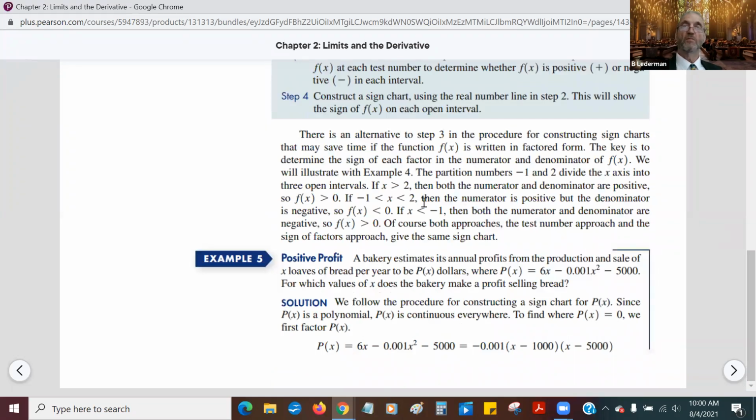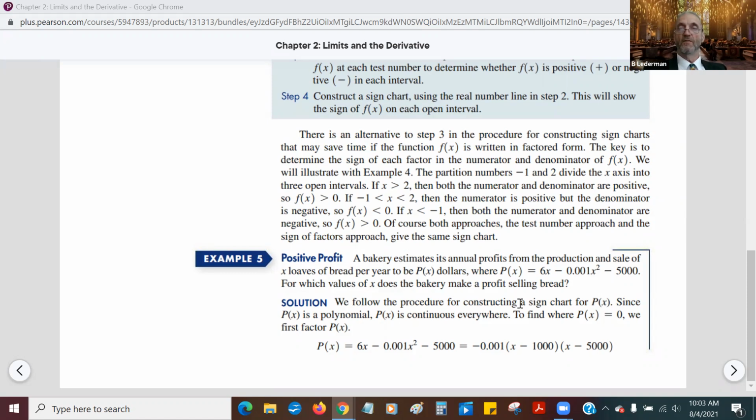And let's look now at some business, always business, more business. So, positive profit. In this problem, they show us p of x equals 6x minus 0.001 x squared minus 5,000. This function p of x is what they call a profit function. When it's positive, that means you're making money. When it's negative, that means you're losing money. So we want to know, when is this function going to be positive?